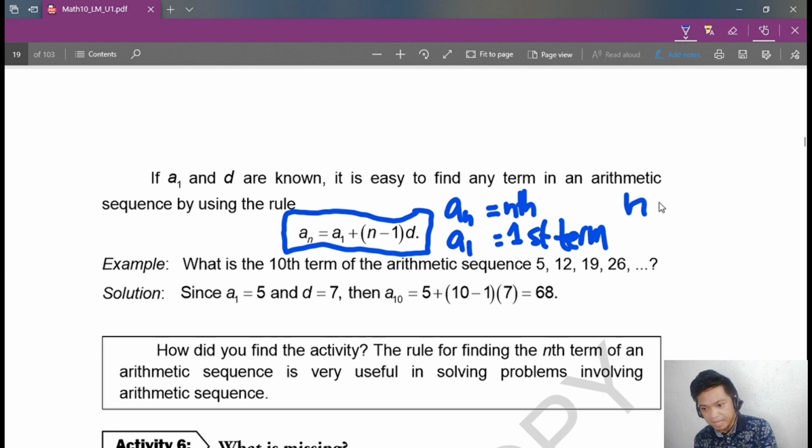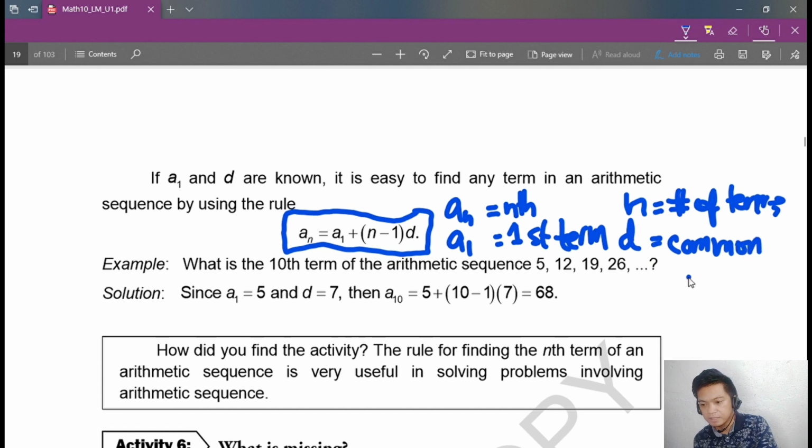Ano pa ba? N. N refers to the number of terms. Kung ilan lahat yung terms in a sequence, yun yung N, the number of terms. Okay? And D. So what do you think is D? D is the common difference.